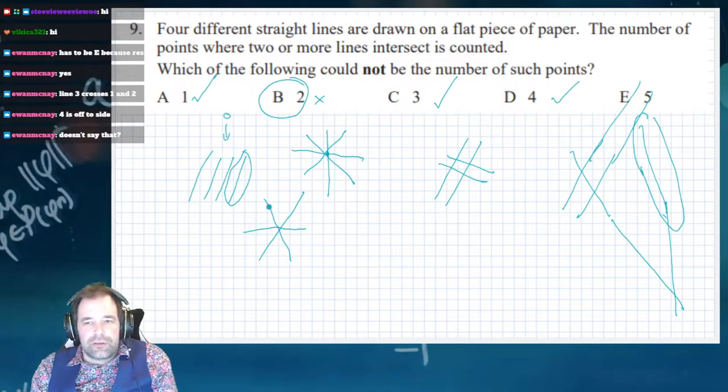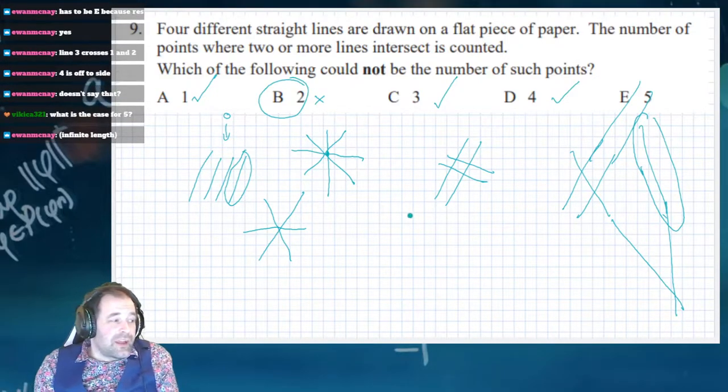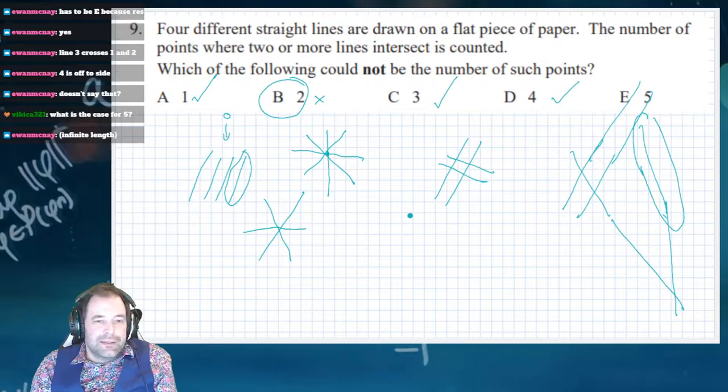It doesn't say infinite length, but it's just a maths thing. It might say line segments otherwise. I think from doing lots of these questions before, straight lines don't end.